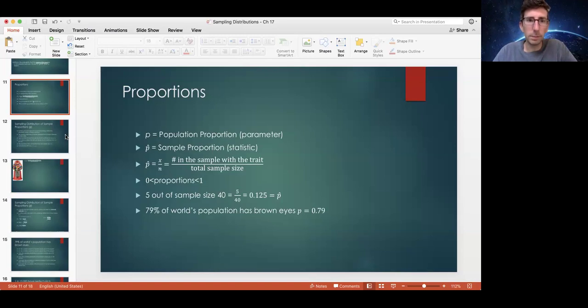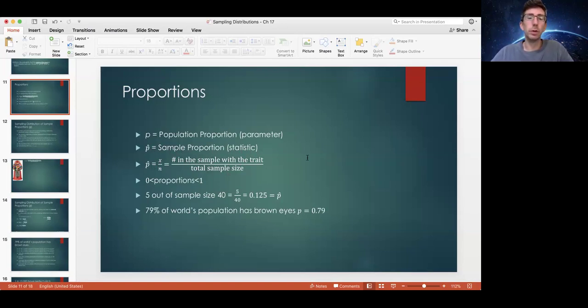So the p hat there is our sample proportion. And this, remember, is a statistic because it is coming from a sample. So our p hat can be written out as x over n, our sample size, where x is the number in the sample with the trait you are looking for, and you divide that by your sample size. Proportions are typically calculated from categorical variables. So think about eye color as one example of this.